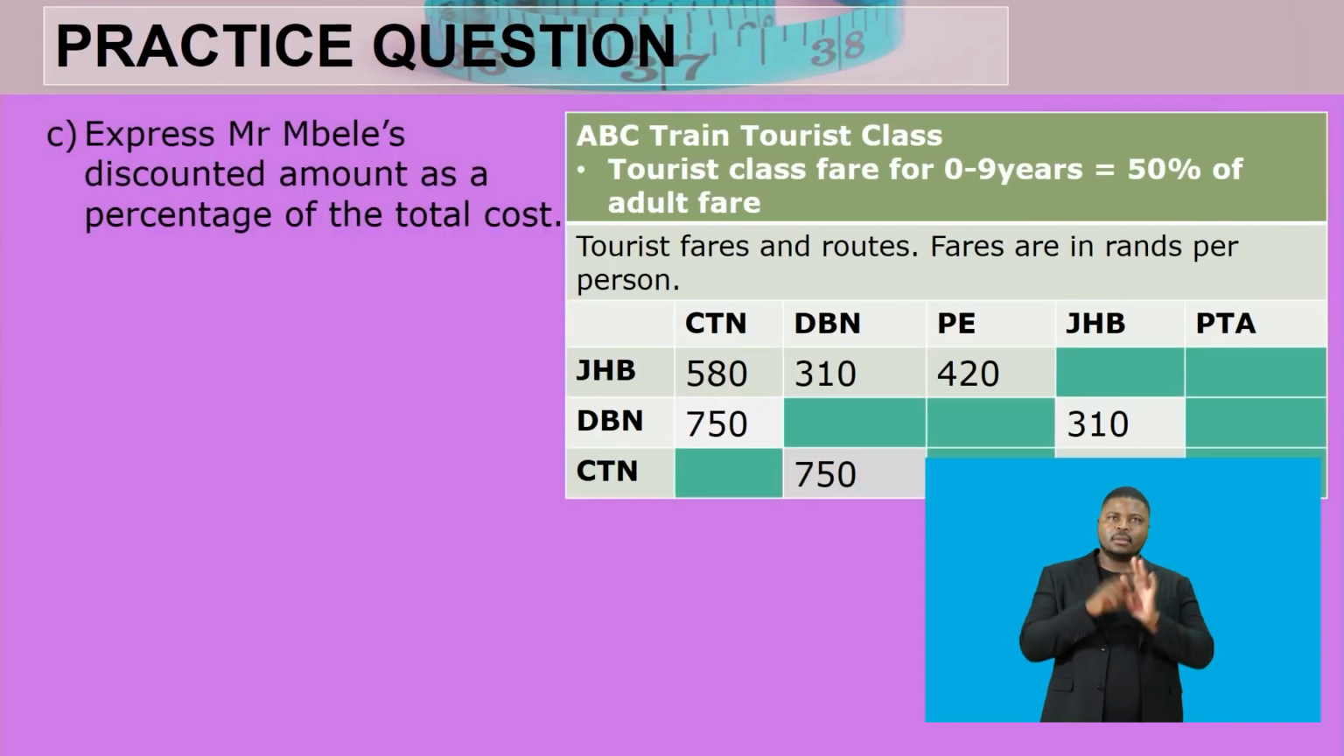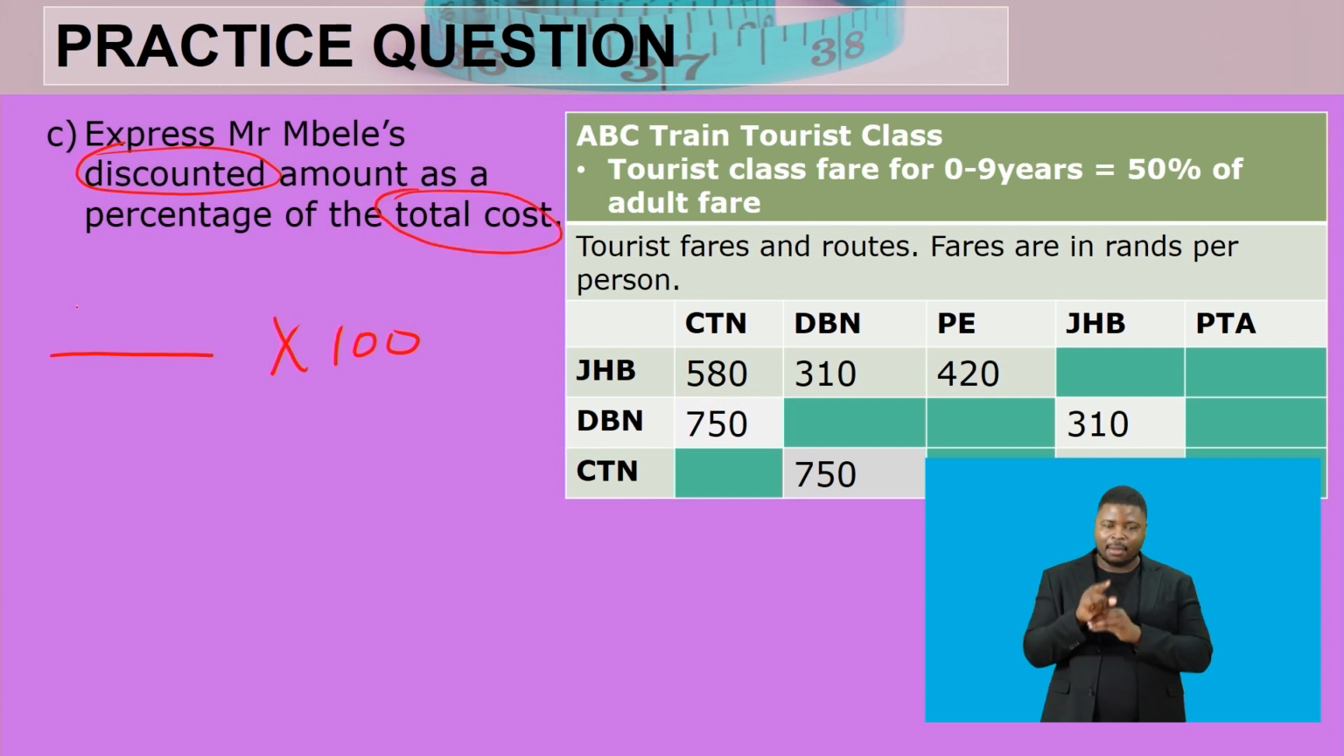C says, express Mr. Mbele's discounted amount as a percentage of the total cost. As a percentage. So whatever we do, we must multiply by 100. So they say express the discounted amount as a percentage, so whatever we do, we must divide. What are we dividing by what? We are dividing the discounted amount by the total cost. Therefore, we'll say the discounted amount was 336. I hope you had that noted down.